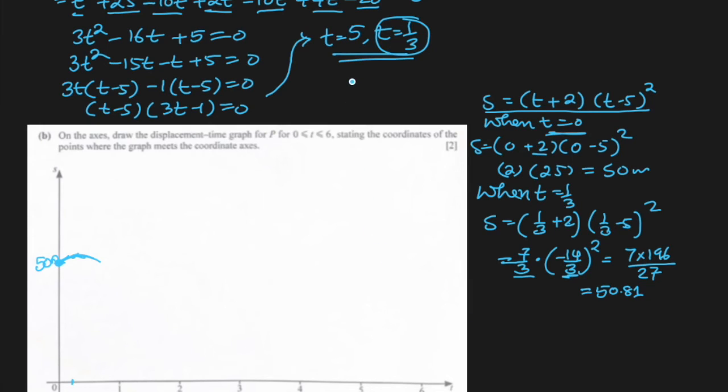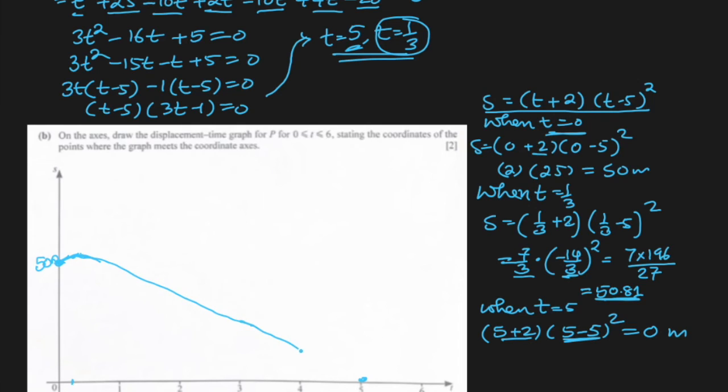Now the second turning point was at t equal to 5, because we have to draw up to 6. So t equal to 5 also we have to find. We didn't know earlier whether it's going up or down, but this point 50.81 told us that it is going up, so obviously it is coming down. Since it's going down at 5, it will be reaching lower than 50. Let's see how much that is. 5 plus 2, 5 minus 5 is 0. So 7 times this is 0, so equal to 0 meters. It comes to the reference point. So it will reach here at 5 and turn back. It came here and turned back. It is not a straight line, it's a curve.